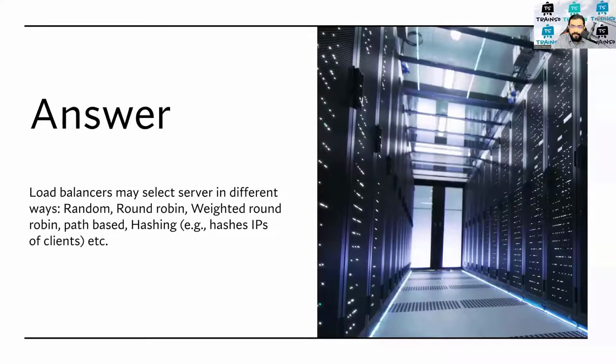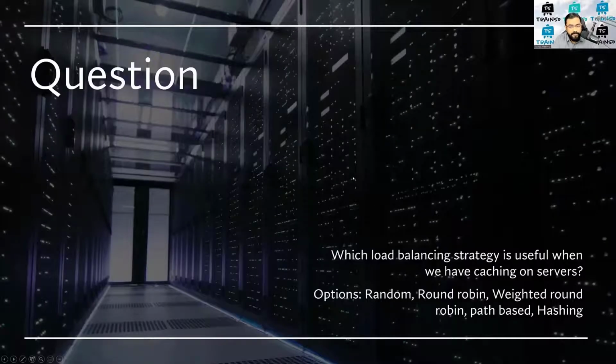Or the final and the most important one for our discussion today, hashing. Okay, basically I can hash the client IP or some parameter from the client, and then I will get an output. Say I get a number, say I get a number 10. And then I can map that 10 to one of these servers. And before that, tell me one thing. Which of these load balancing strategies is useful when we have caching on servers? Random, round robin, weighted round robin, path based, or hashing?